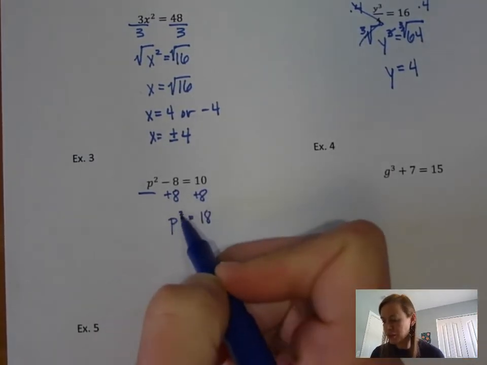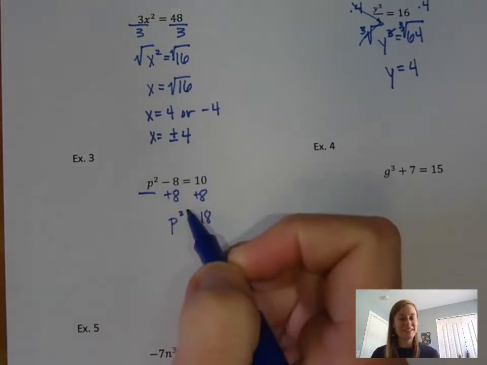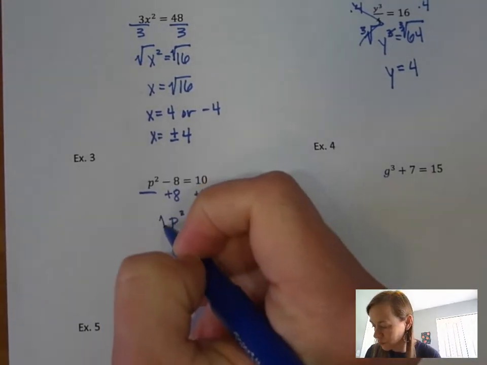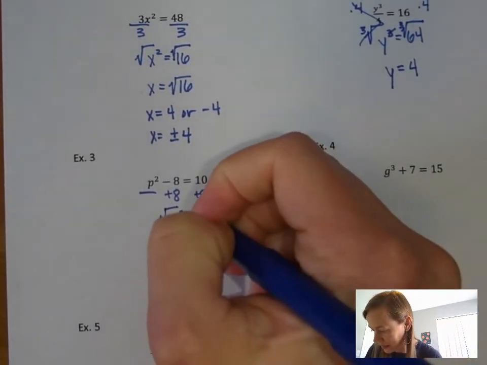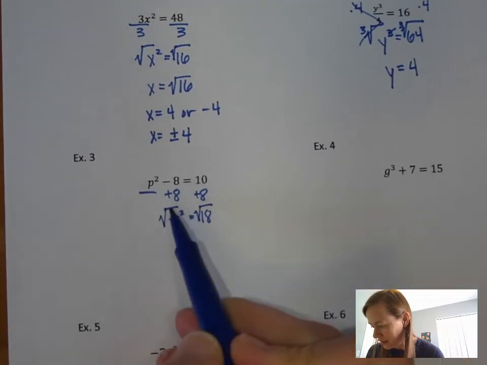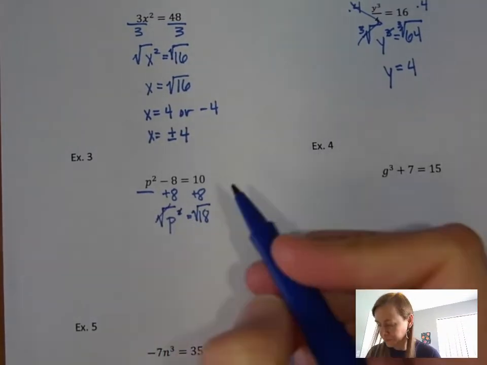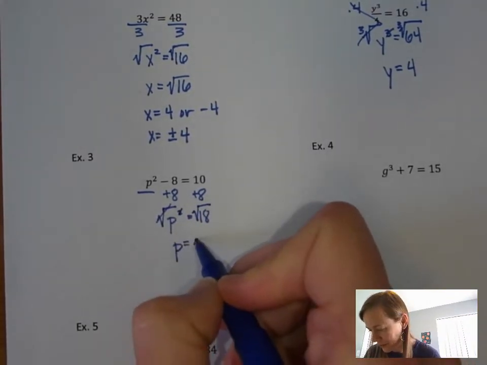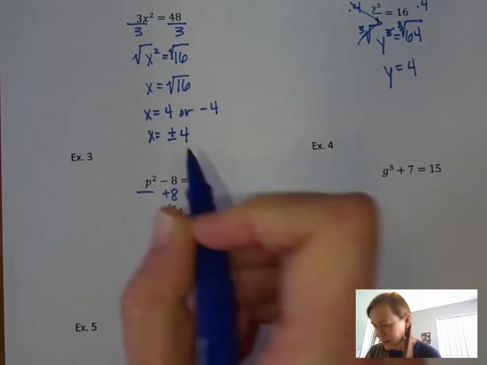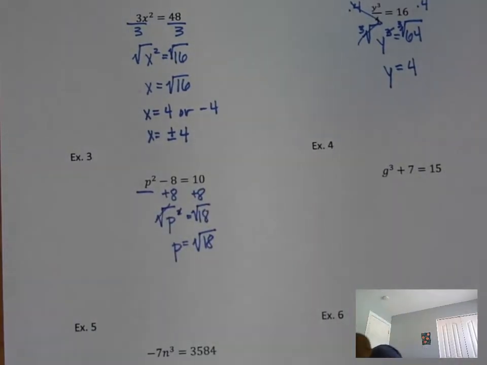Now when your exponent is a 2, how do you get rid of it? You take the square root. Good. So we're going to square root both sides because what you do to one side, you have to do to the other. That's going to cancel out your exponent for you. You're going to be left with p equals the square root of 18, whatever that is. Let's use our Desmos calculator again to find out.